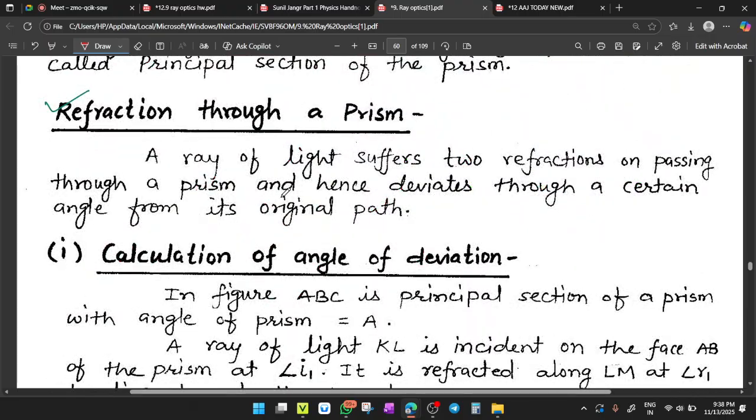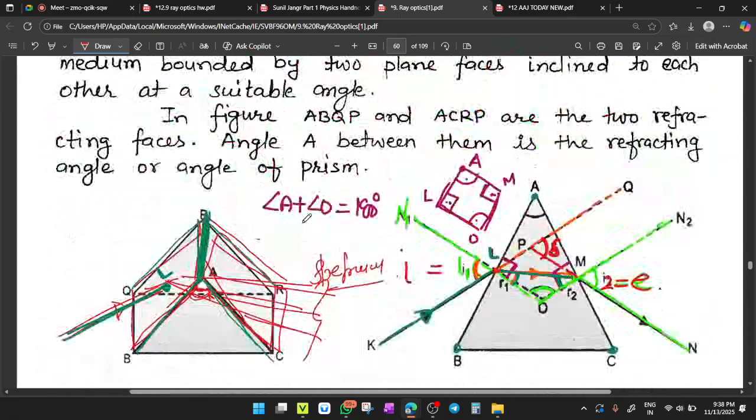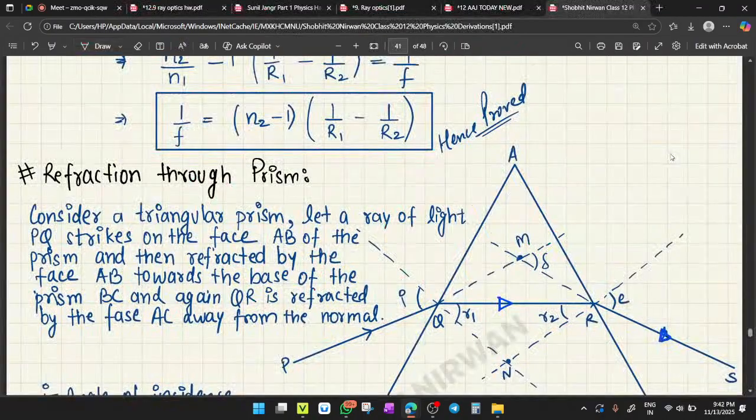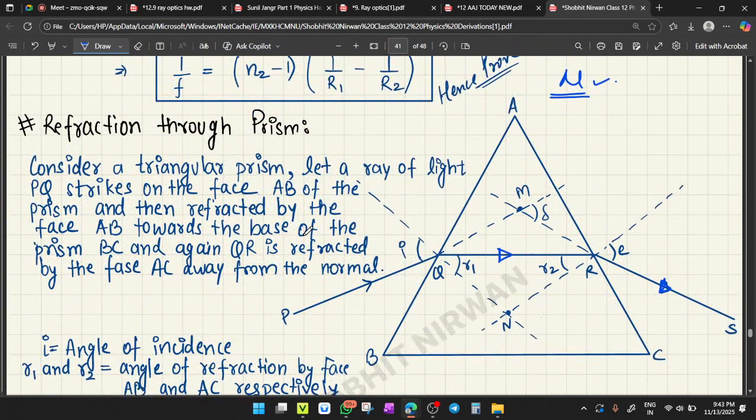Okay, so yes, you have to draw. Okay, so starting the derivation part of refraction through a prism. In this derivation, we have to find the refractive index of the material of the prism, mu. Okay, so consider a triangular prism. Write the consideration. Consider a triangular prism. Let a ray of light PQ strike on the face AB. This is the face AB of the prism and then refracted by the face AB towards the base of the prism. Yes, so this is called the base of the prism.